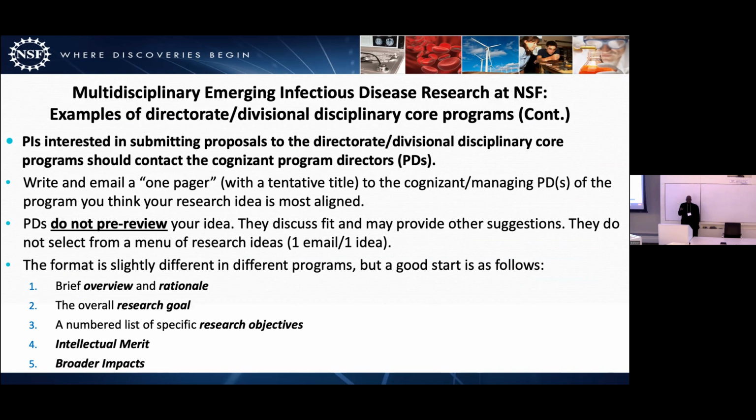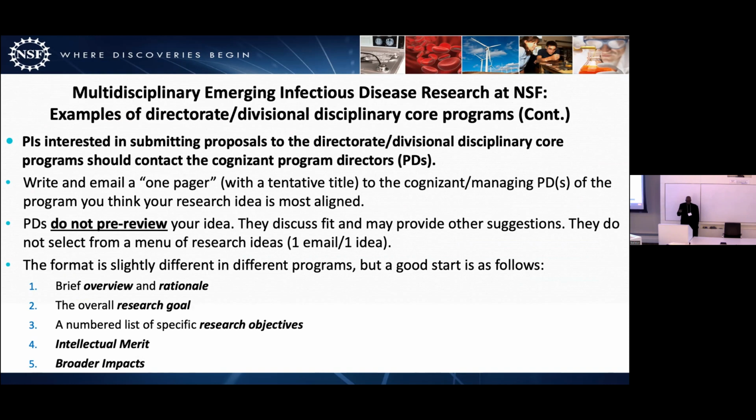And the next thing, before you contact the program director, write an email and a one-pager. Put a tentative title. And then you send it to the program director. Don't send like 4 ideas together. If you want feedback on 4 ideas, send them separately. Then what you're going to get is not whether your idea is great or not. That's the panel that does that. What you're going to get is that this idea fits within this program, and we give you budget guidelines and ask you to submit the proposal.